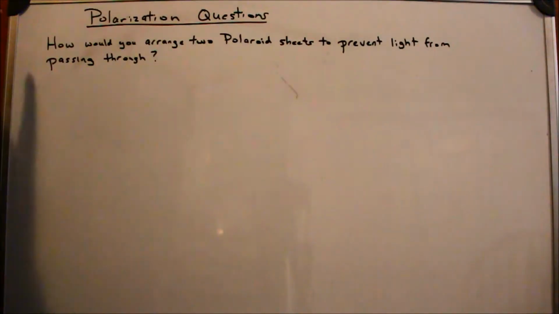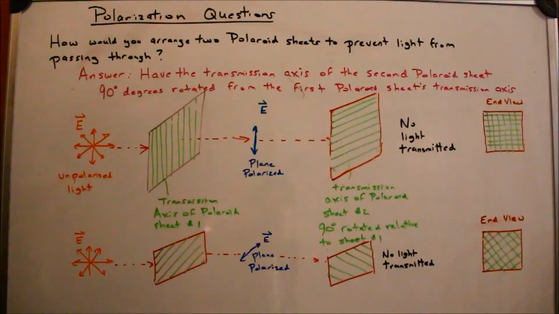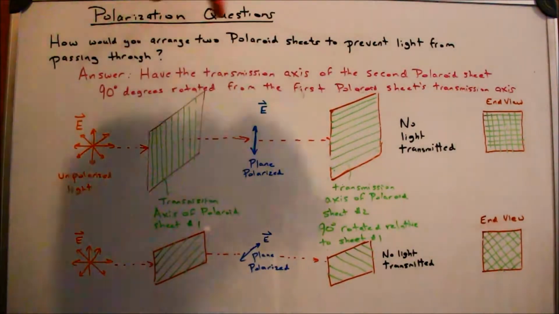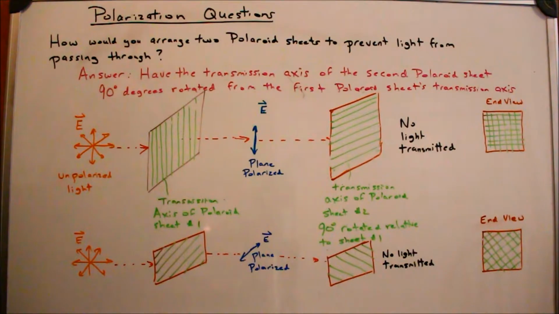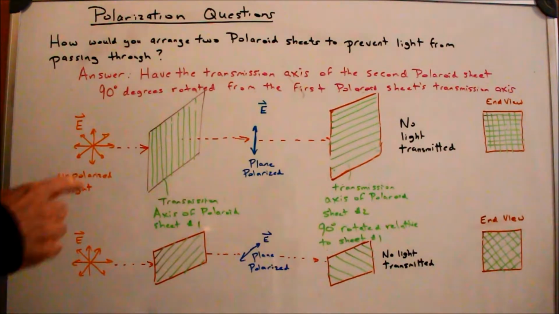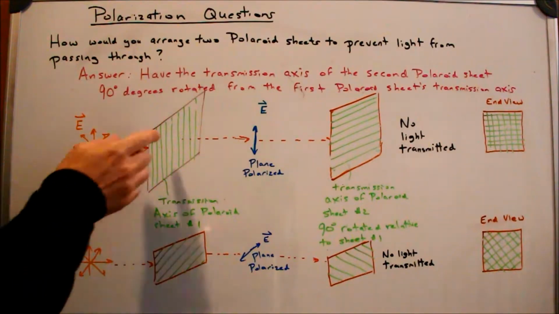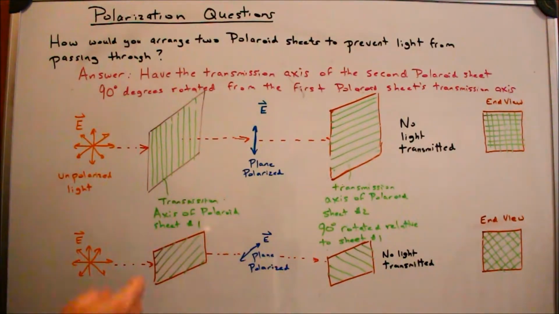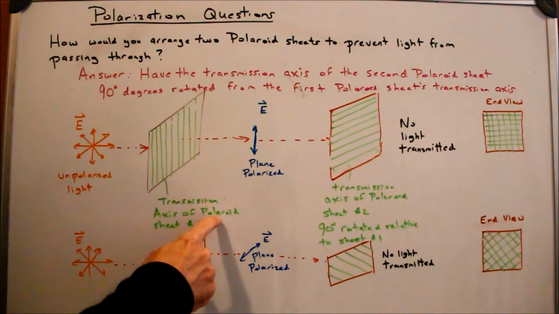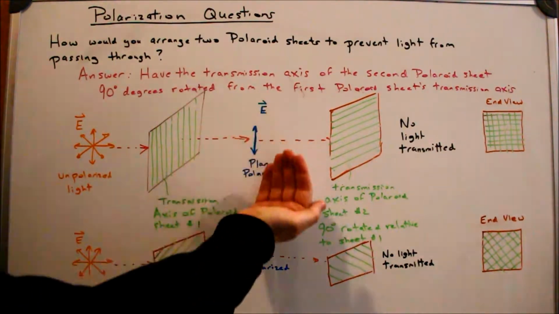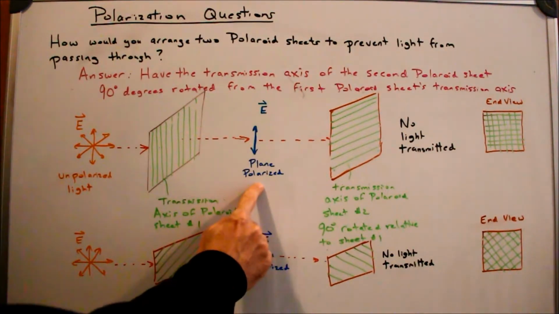Question number 2. How would you arrange two Polaroid sheets to prevent light from passing through? The answer: have the transmission axis of the second Polaroid sheet be 90 degrees rotated from the first Polaroid sheet's transmission axis. So I'd have unpolarized light coming into it. Here I showed the transmission axis of the sheet being vertical. So then what all comes out is plane polarized light.